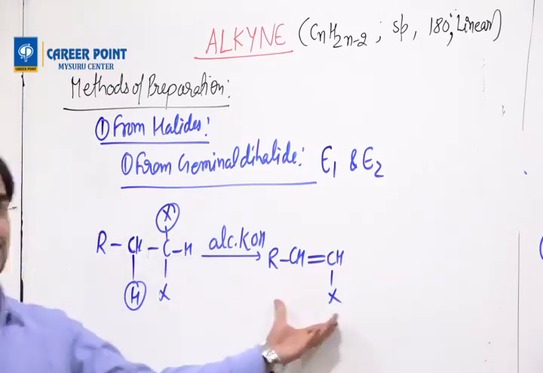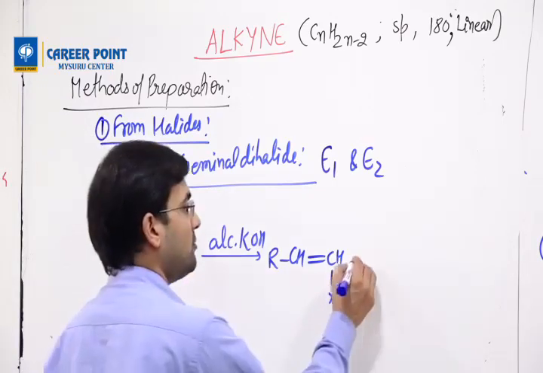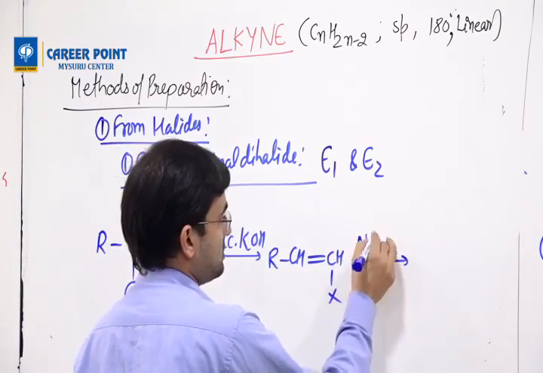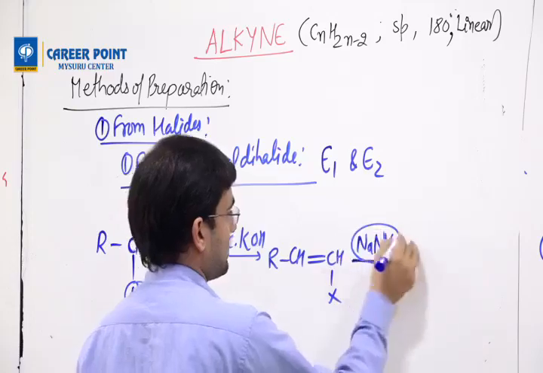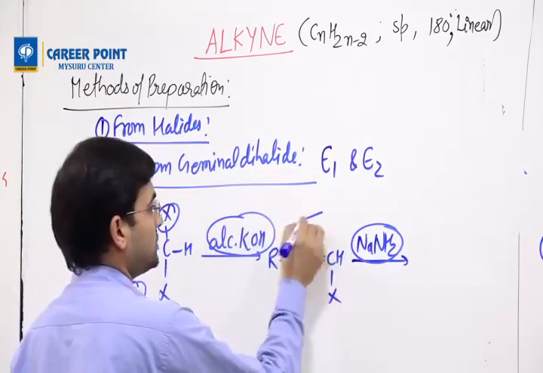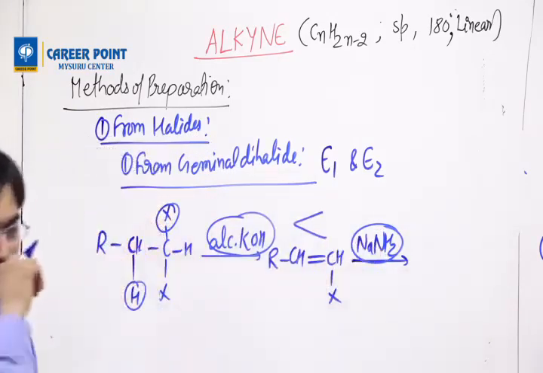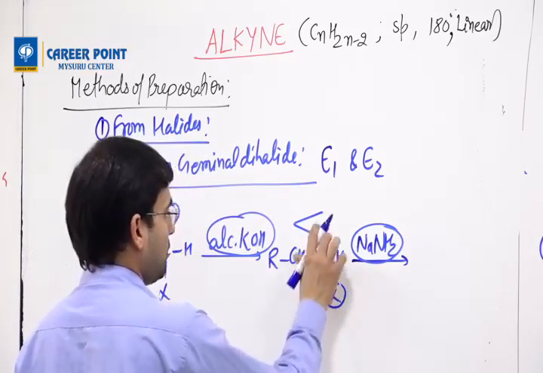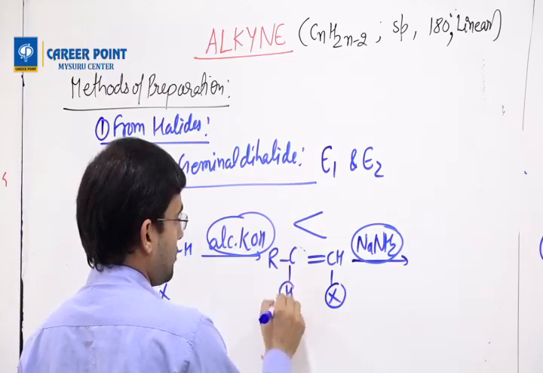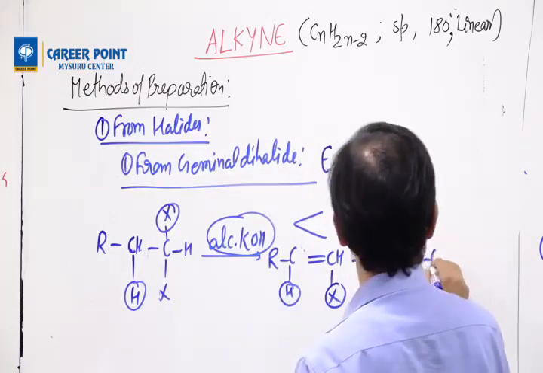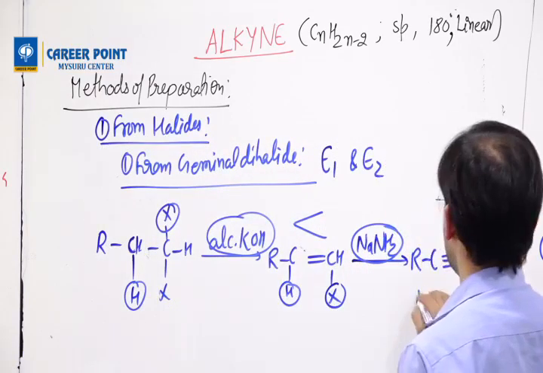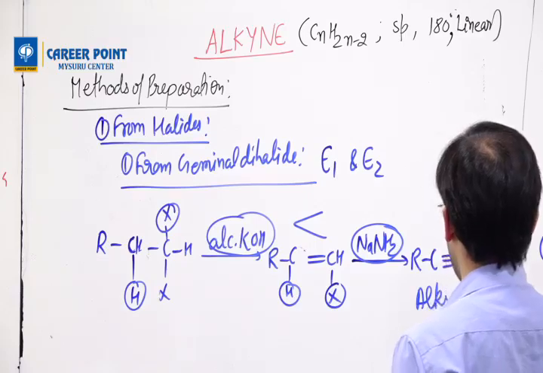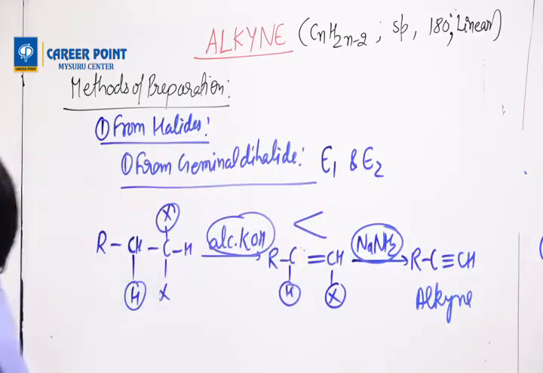But this is not an alkyne. So what do you need? You need one more base, but this base is a stronger base than this. In these two, this is much stronger, so we require a much stronger base, NaNH2. Then one more X will go and hydrogen will go. Then you will have R, C triple bond, CH. It is an alkyne. Copy this fast.